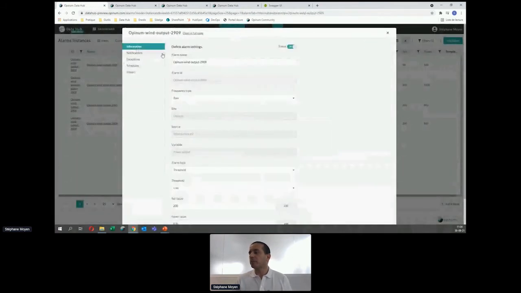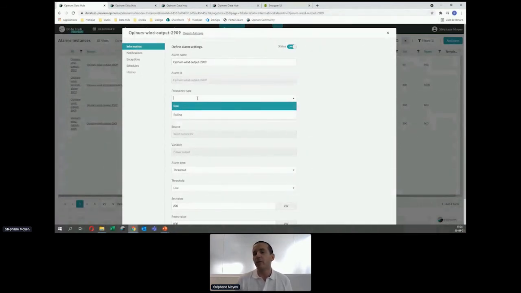Okay, so my alarm here, which is called Opinum Win Output 2909, that's my personal name for this alarm, has been set up with a frequency type of row. So in the interface right now, we have only row and rolling frequency types. The schedule type is only available for now through the API. So don't worry, it's going to be available when we release this feature as well. But for now, if you want to set up a scheduled frequency type alarm, you have to go through the API.